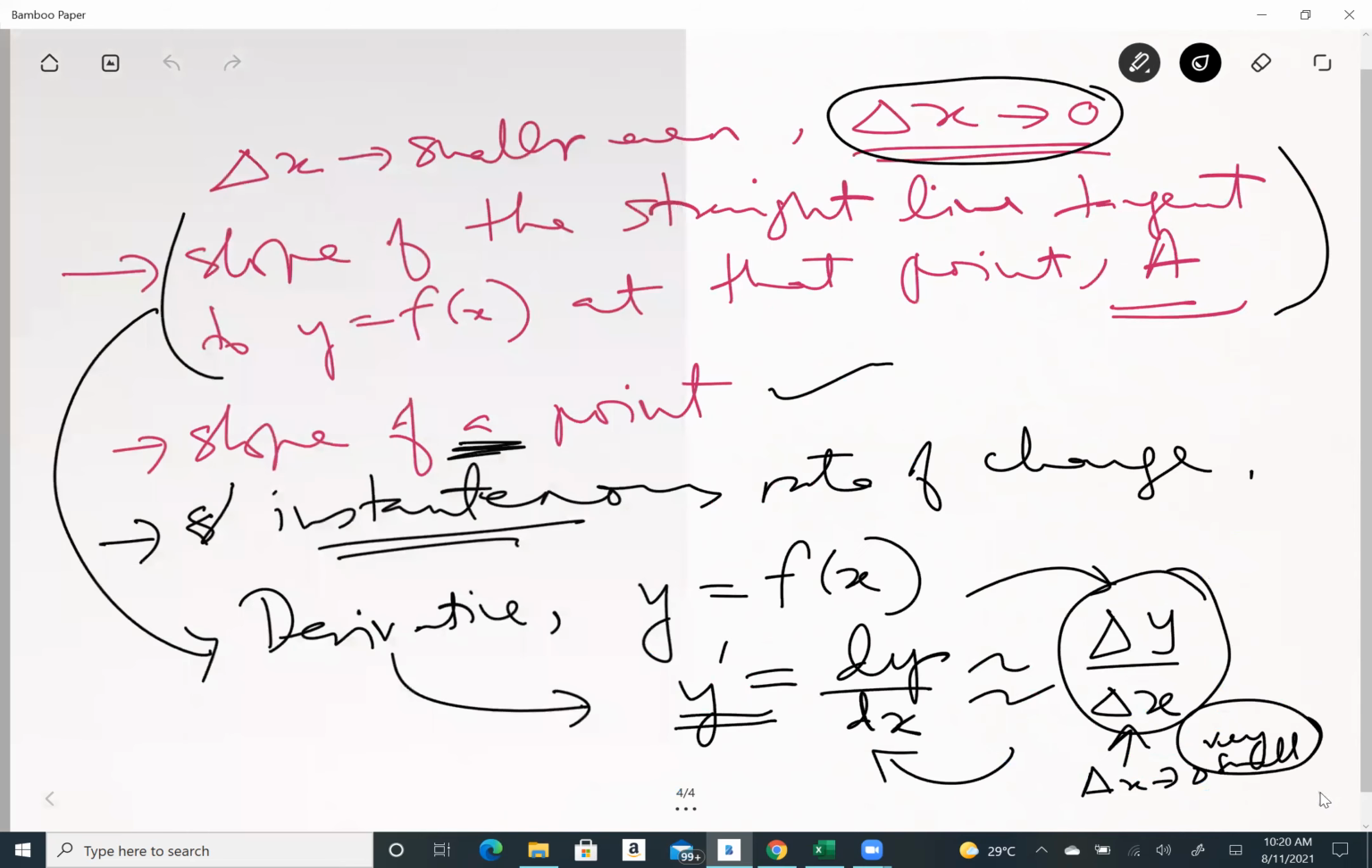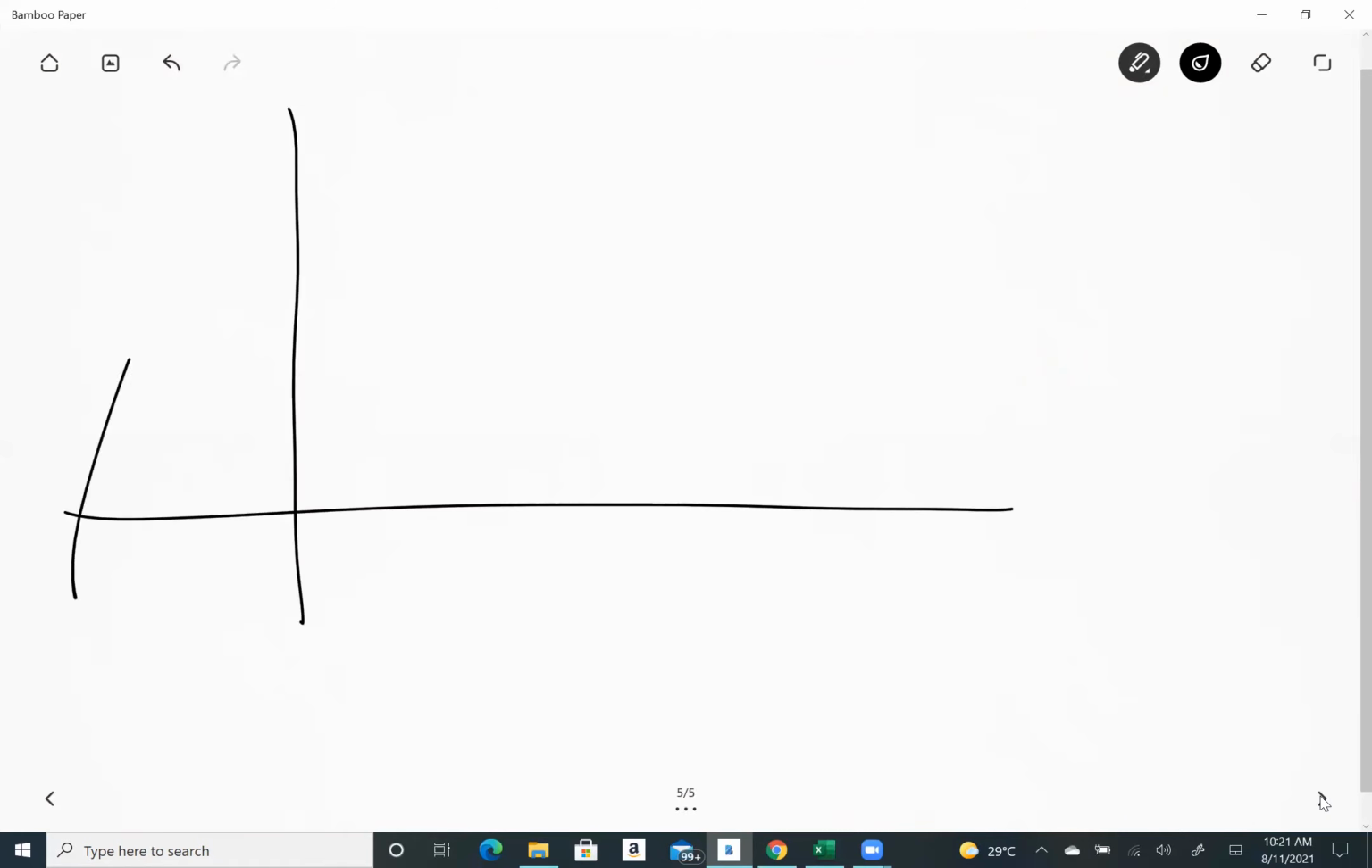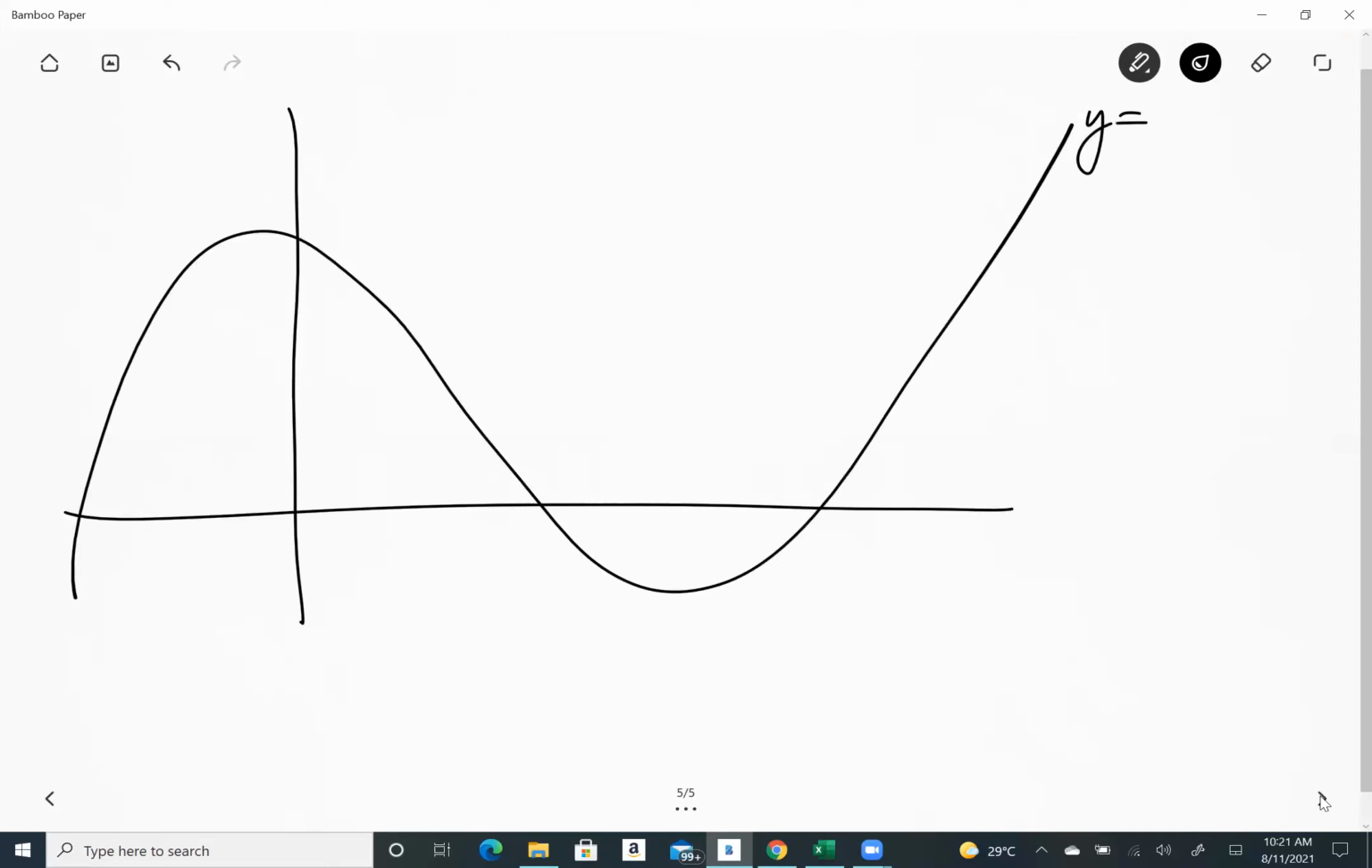Okay, any question? So if you look at a particular curve, I draw another curve. Let's say the curve looks like this, y equals f of x. Now I want to find the slope at that point A. How do I find the slope at point A? And then I want to find the slope at point B, at point C here. How do I find the slope at point A, B, C, or for that matter, any point?